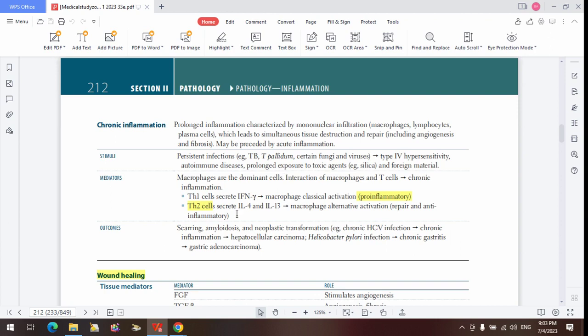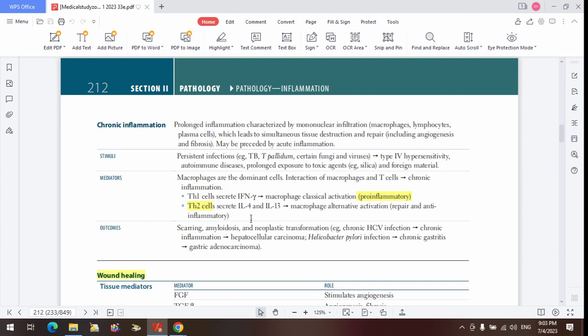I said TNF alpha, gamma interferon. Please, I made a mistake. Interleukin 2 and gamma interferon. This gamma interferon will activate the macrophages via the classical pathway.